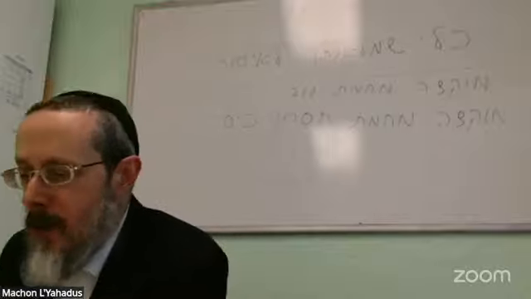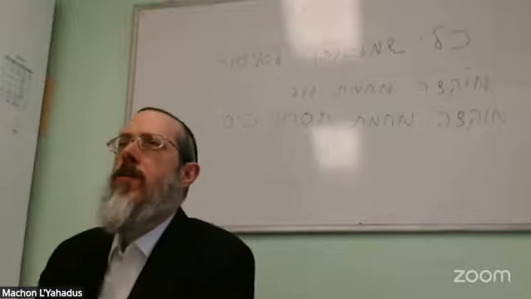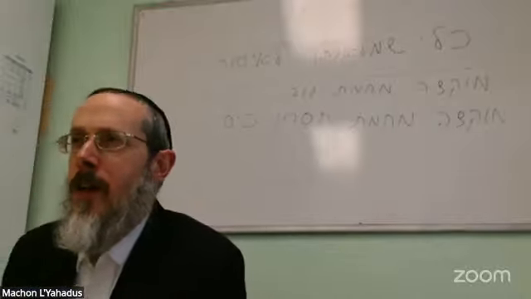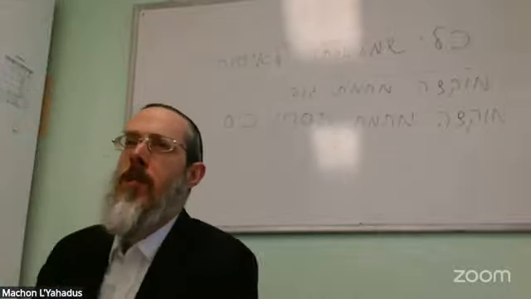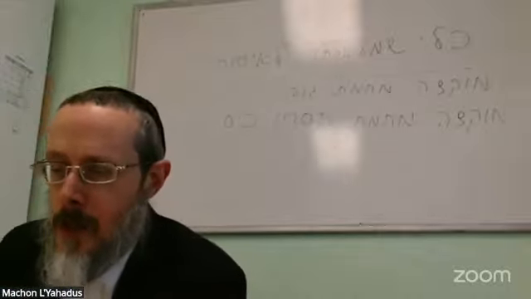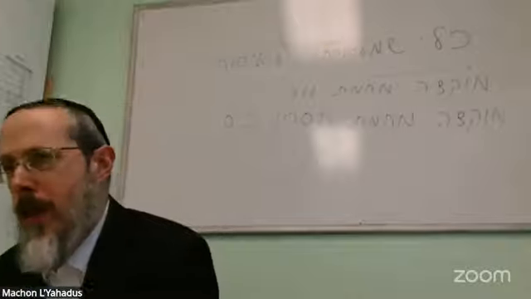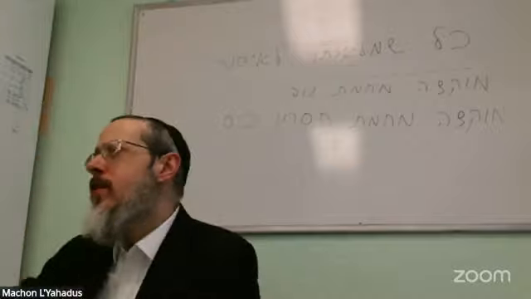Another example is, let's say you have a very expensive camera or a very expensive item that is both prohibited to be used on Shabbos and also very particular about. So let's take an expensive camera.